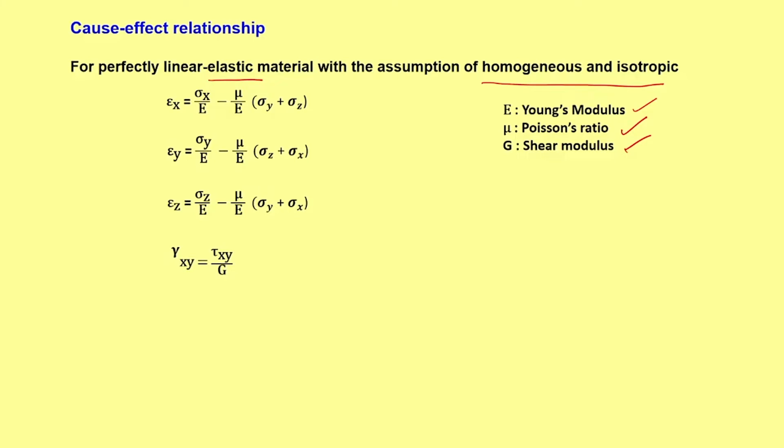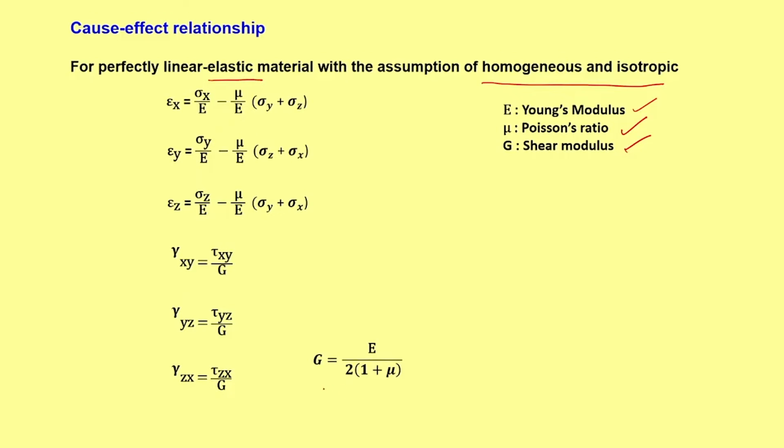In addition, one can always write the shear strain gamma xy is equal to tau xy by G. Accordingly, gamma yz is equal to tau yz by G, and gamma zx is equal to tau zx by G. So, these are the set of constitutive relationships if you consider a body to be linear, elastic, homogeneous and isotropic, where G is the shear modulus and it takes the relationship E divided by 2 into 1 plus mu.